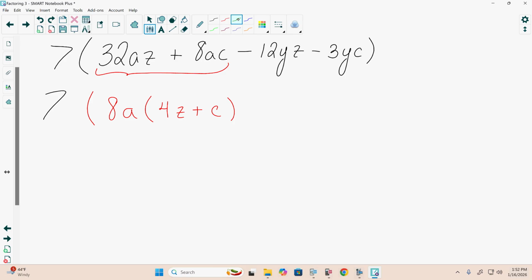Yes? Let's look at the last two terms. Negative 12yz minus 3yc. What's our common factor between 12 and 3? And y, 3 and y, yes?